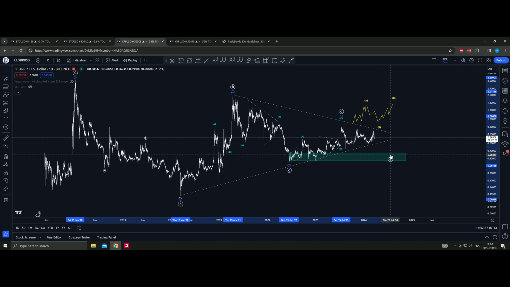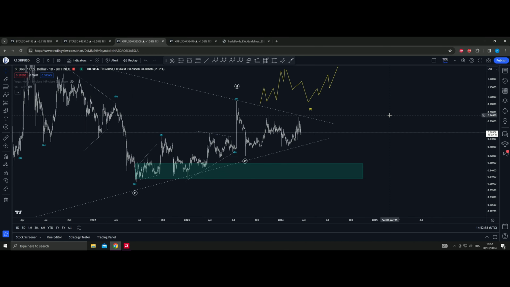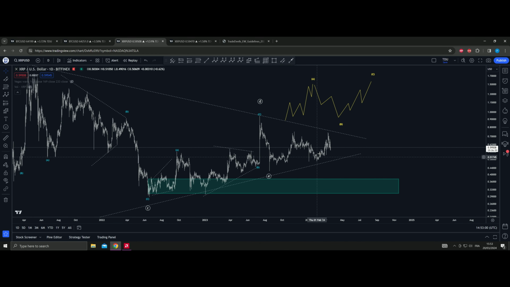So this would be one form of a clearance if we have a larger drop in crypto. Again, XRP has a mind of its own, and I wouldn't be surprised if this happens. But if we put our wave E over here, then we might look at this as a 1, 2, 1, 2.